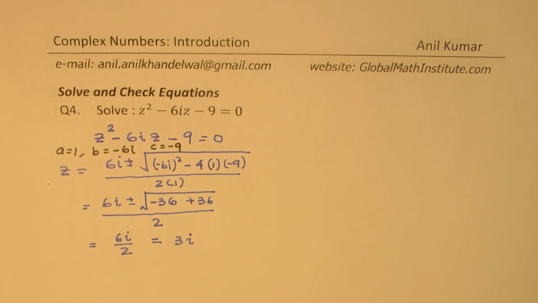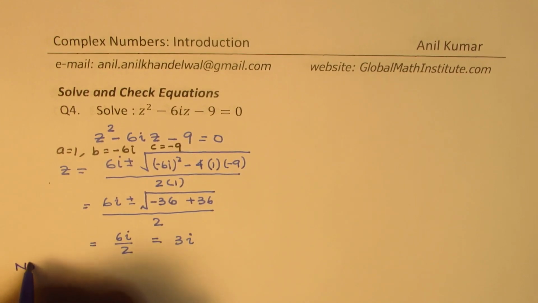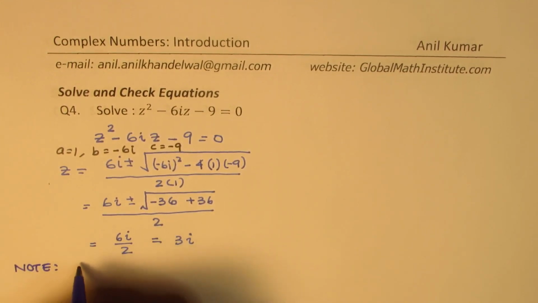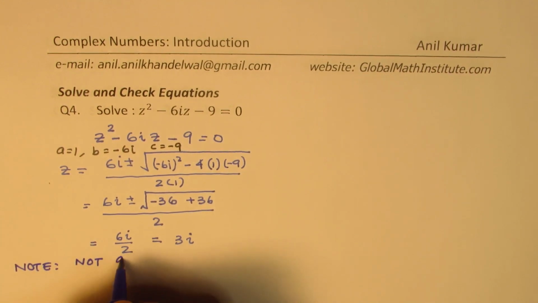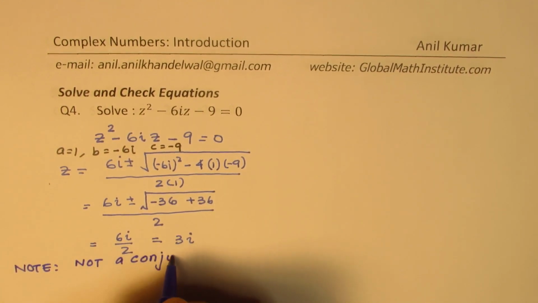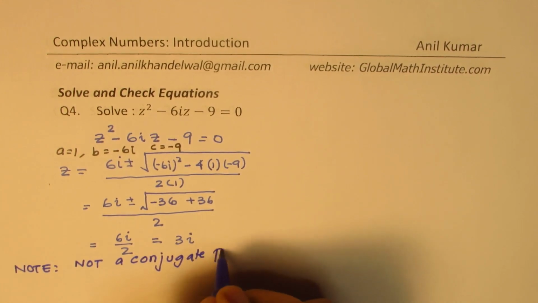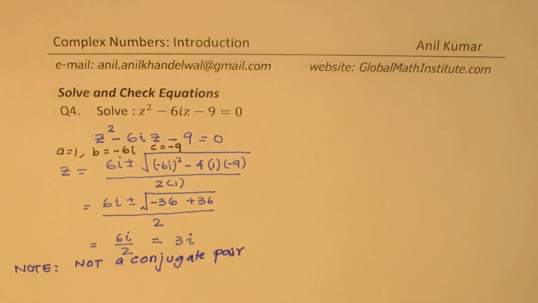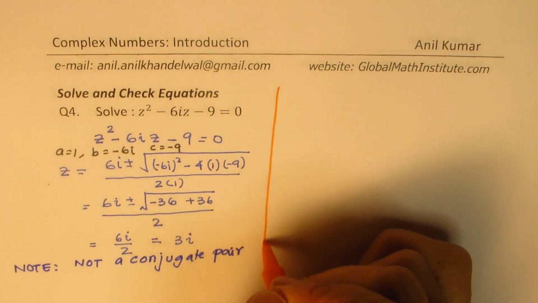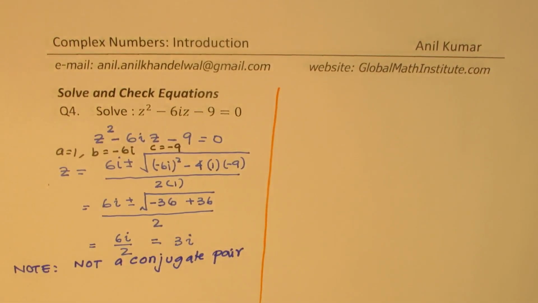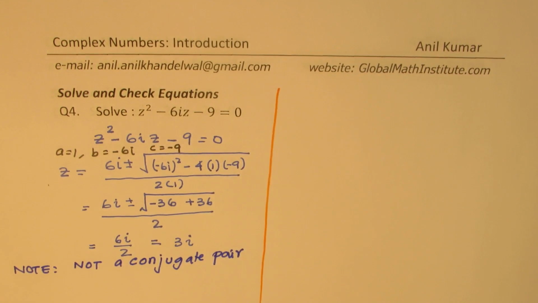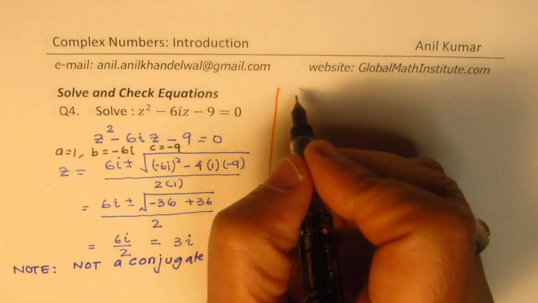So we did not get a conjugate pair. So note, not a conjugate pair. Do you see that? So sometimes if our equation is as shown here, we may get a solution which has just one number, which is a complex number in this case, as a solution of our quadratic equation. And this happens to be a pure complex number, right?